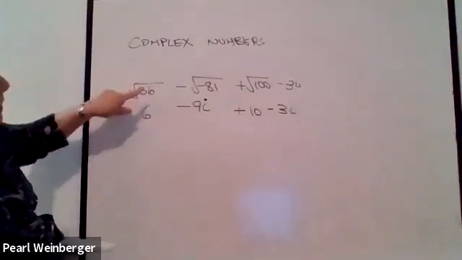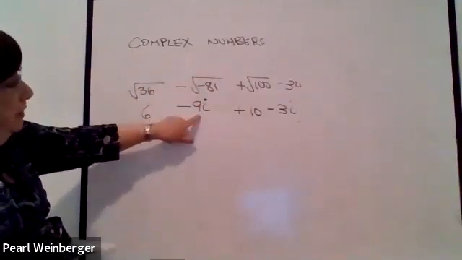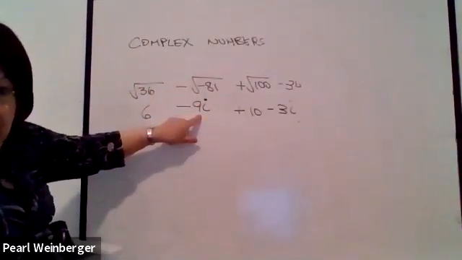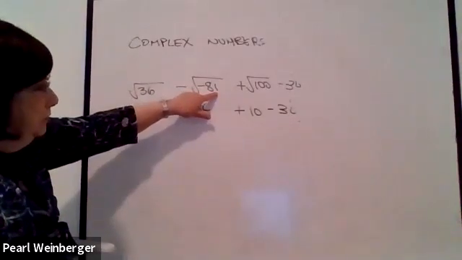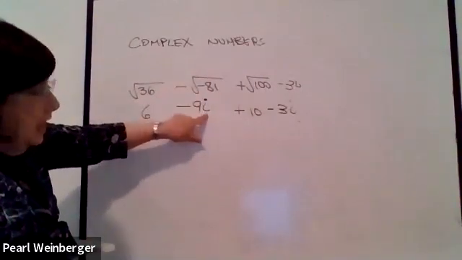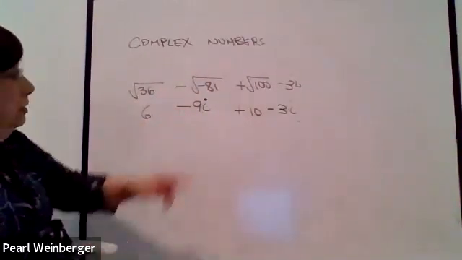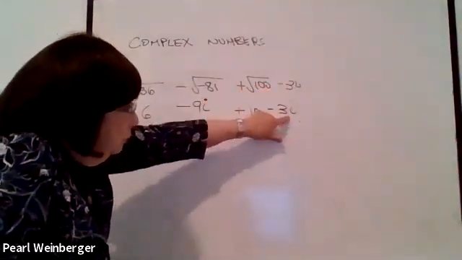Yeah. Okay, the square root of 36 became 6. The square root of negative 81 became the 9i. The easy way to do it is just take the square root of this number, which is the 9, and the negative inside just makes it an i on the outside. The square root of 100 was 10, and this was negative 3i.